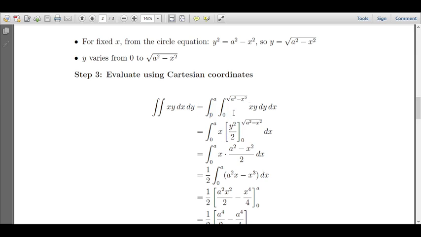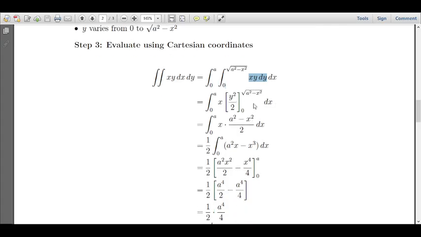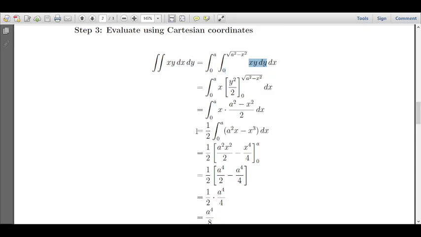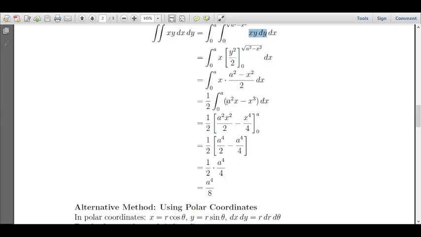So how to evaluate this? First we integrate with respect to y, treating x as a constant. We write x as it is, the integration of y is y square by 2. Plug in the y limits, y varies from 0 to root of a square minus x square, dx. So plugging in the upper limit, this is a square minus x square by 2 dx. One by 2 is a constant, take it out of the integration, multiply x with the numerator a square minus x square, this is a square x minus x cube dx, integrated with respect to x between the limits 0 to a.